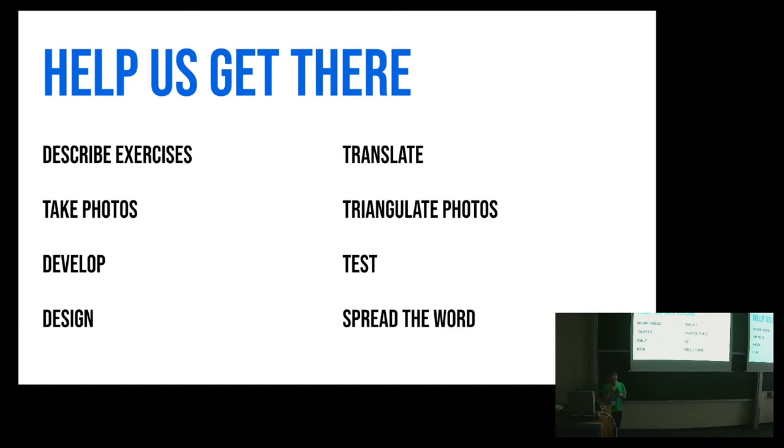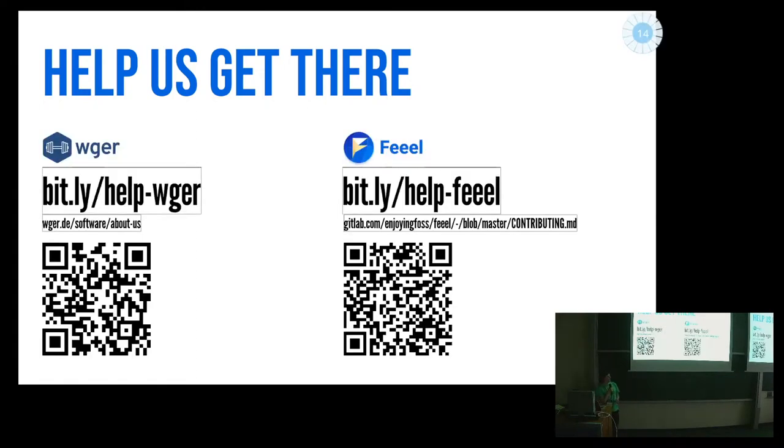So I mentioned the exercise wiki. There's a number of ways you can contribute there. You can describe exercises, you can translate exercises, you can take exercise photos. Feeel uses a specific style of photo, a low poly style, that you can help take a photo and convert to this specific style. And of course, there's more standard ways for you to get involved, such as development, such as testing, either user testing or writing tests. There's UX and UI design work that you can do. And of course, there's the classic: if you have social networks or just in your local community, you can help us spread the word about these projects. So if you're interested, this is how you can help out.